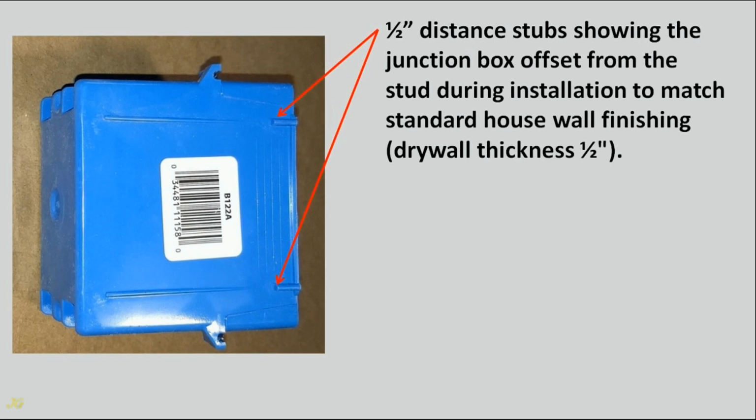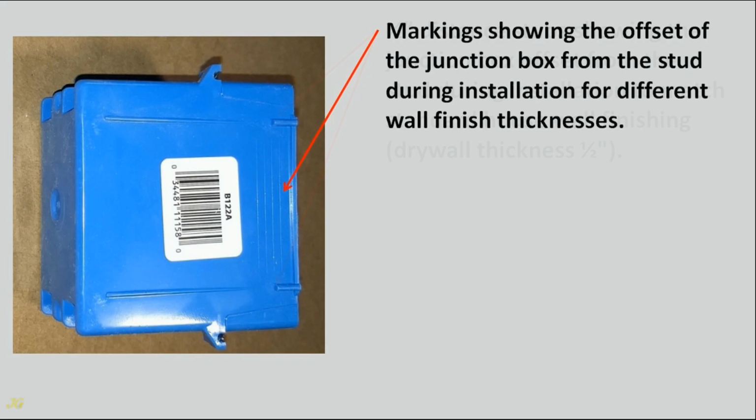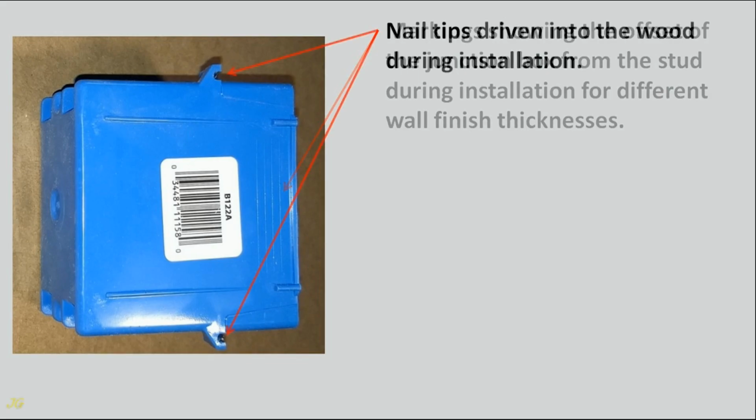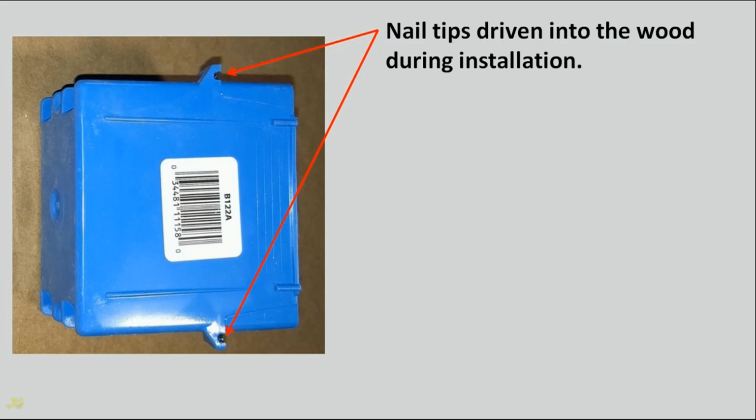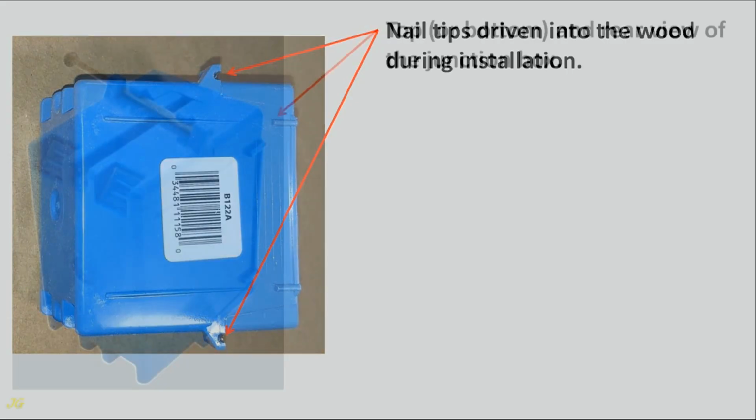1/2 inch distance stubs showing the junction box offset from the stud during installation to match standard house wall finishing. Drywall thickness 1/2 inch. Markings showing the offset of the junction box from the stud during installation for different wall finish thicknesses. Nail tips driven into the wood during installation.